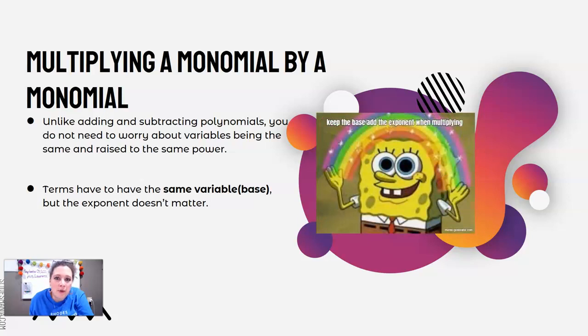If you remember, when we are looking at our laws of exponents and we're multiplying those variables, as SpongeBob is reminding us, keep the base and the exponent the same. So you're going to keep the base the same and add the exponents. So keep the base, add the exponents.